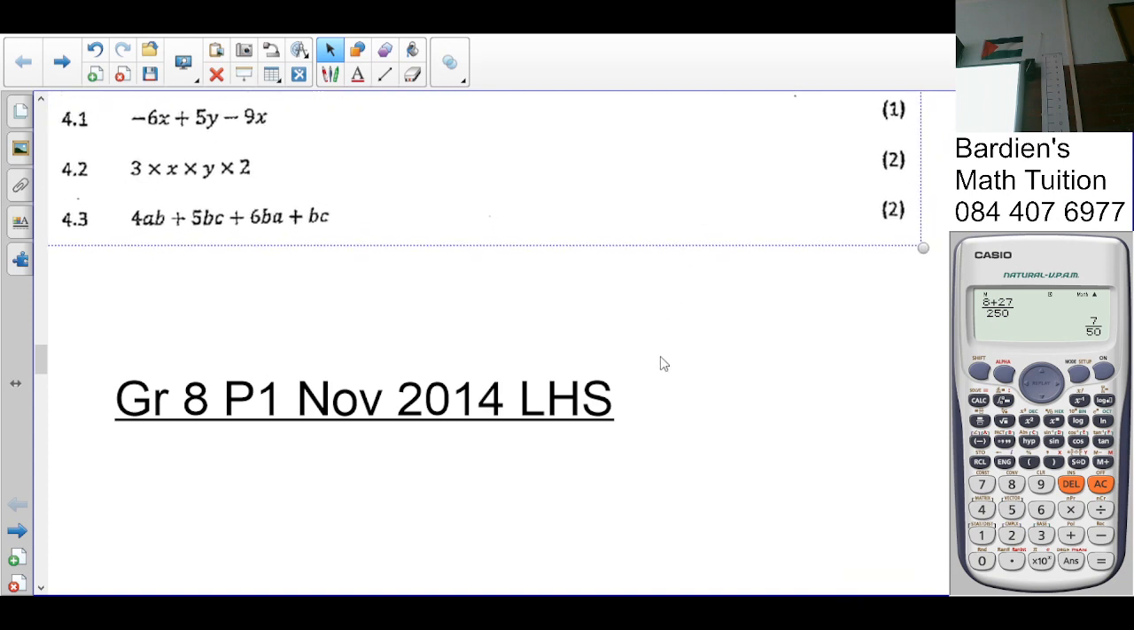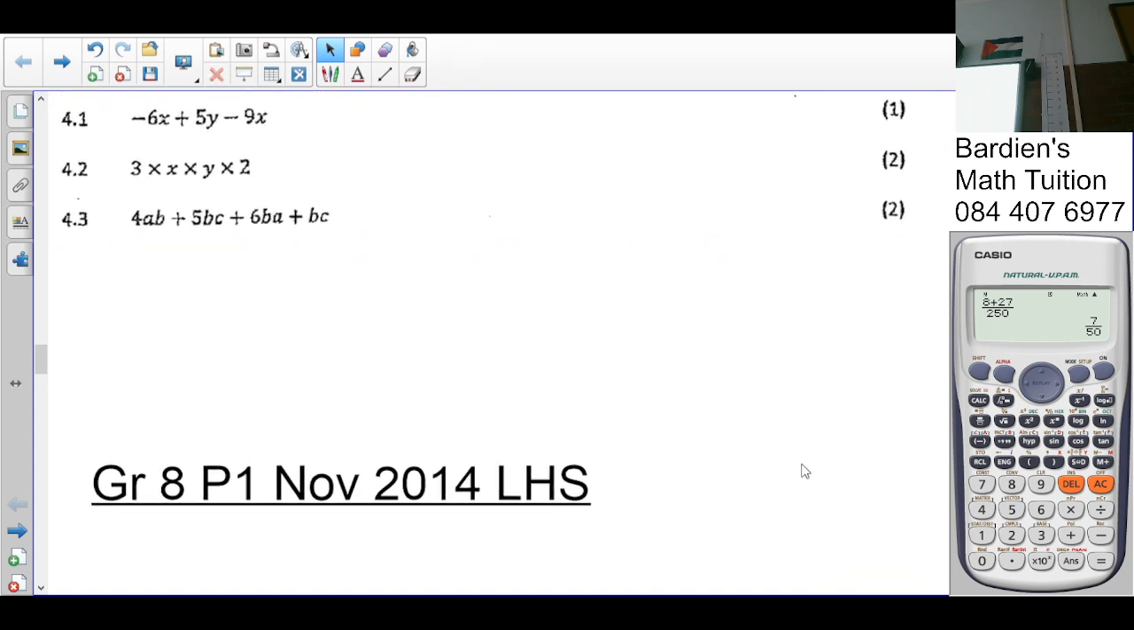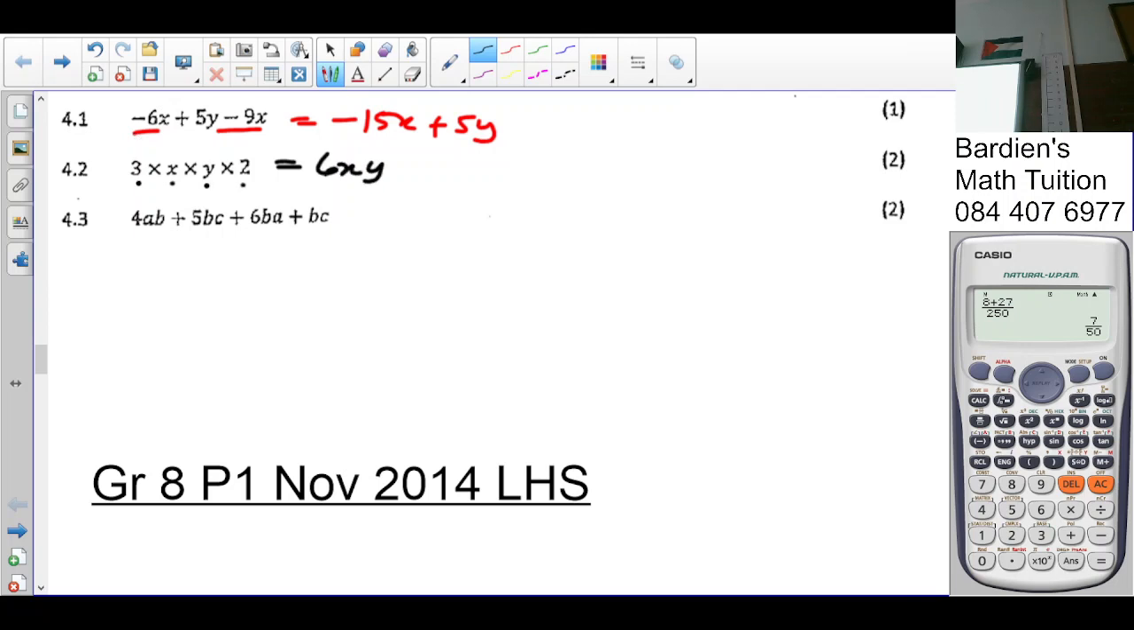So in 4.1, what we're going to do here is look for like terms, not so? So negative 6x minus 9x is negative 15x plus 5y. Okay. The next one is straight multiplication here. So 3 times x is 3x, times y is 3xy, times 2 is 6xy.